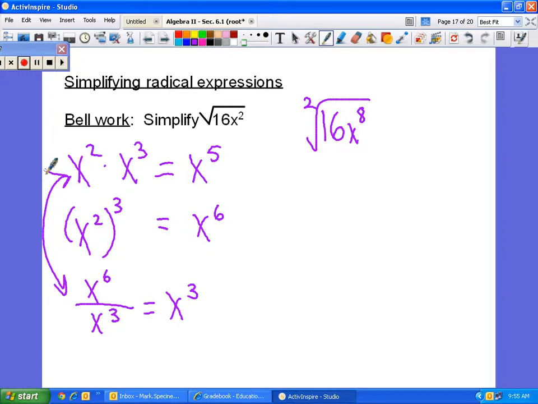The opposite of this is this. The opposite of raising something to a power is taking its root. So, if we multiply when we're raising to a power, what do you think we're going to do when we're taking the root? You're going to divide the exponents. Now this is easy. What's the square root of 16? 4. To get the x, we're going to divide 8 by 2. 8 divided by 2 is 4. 4x to the 4th.